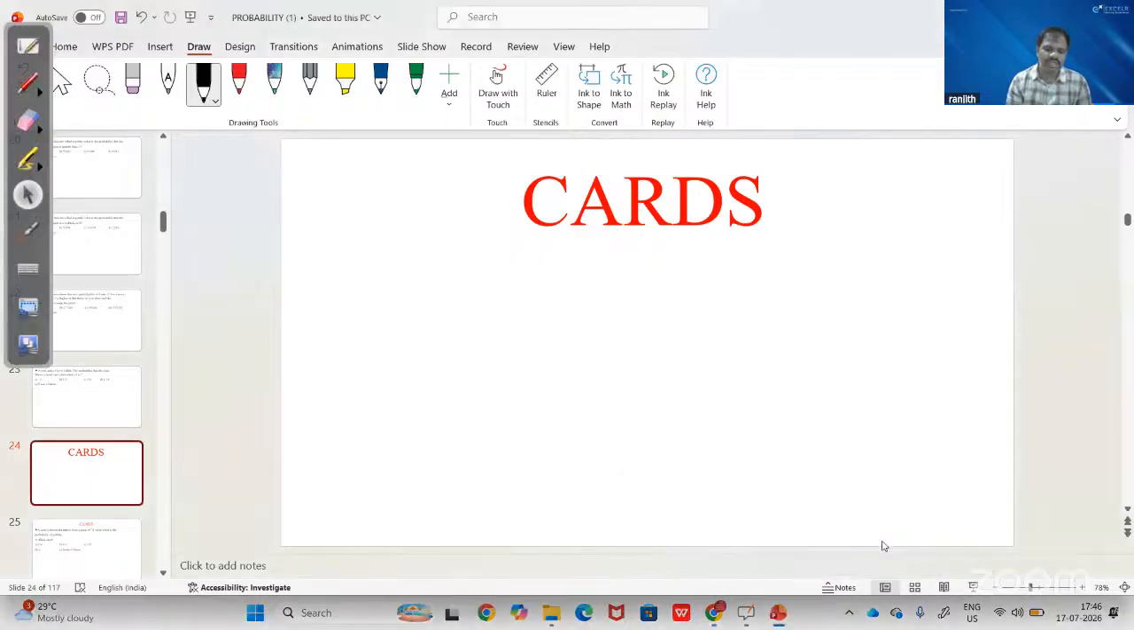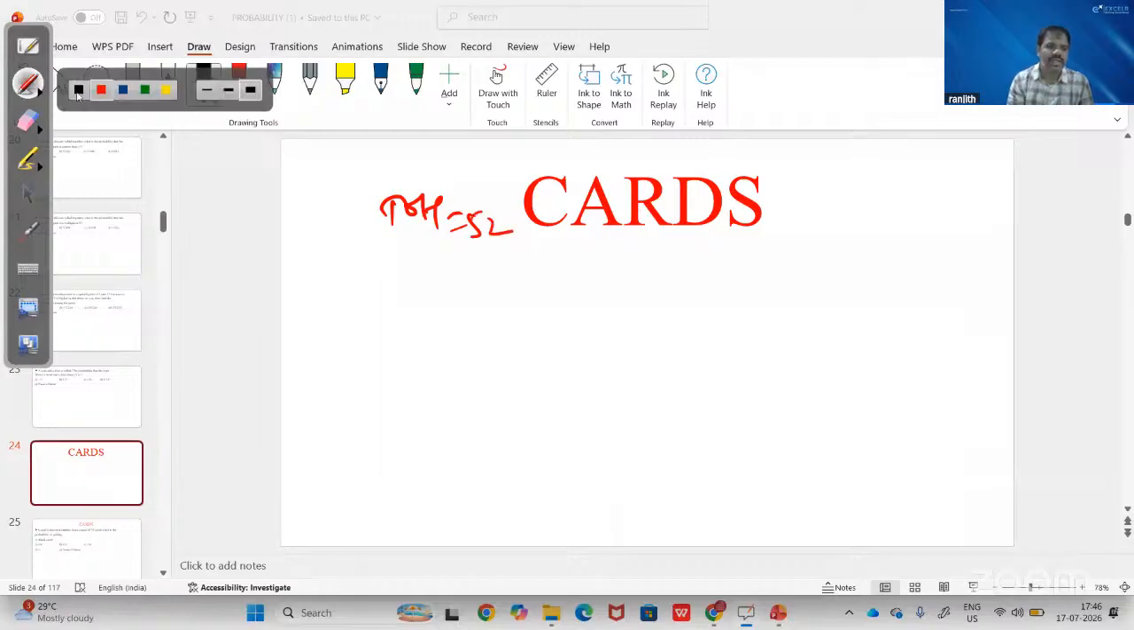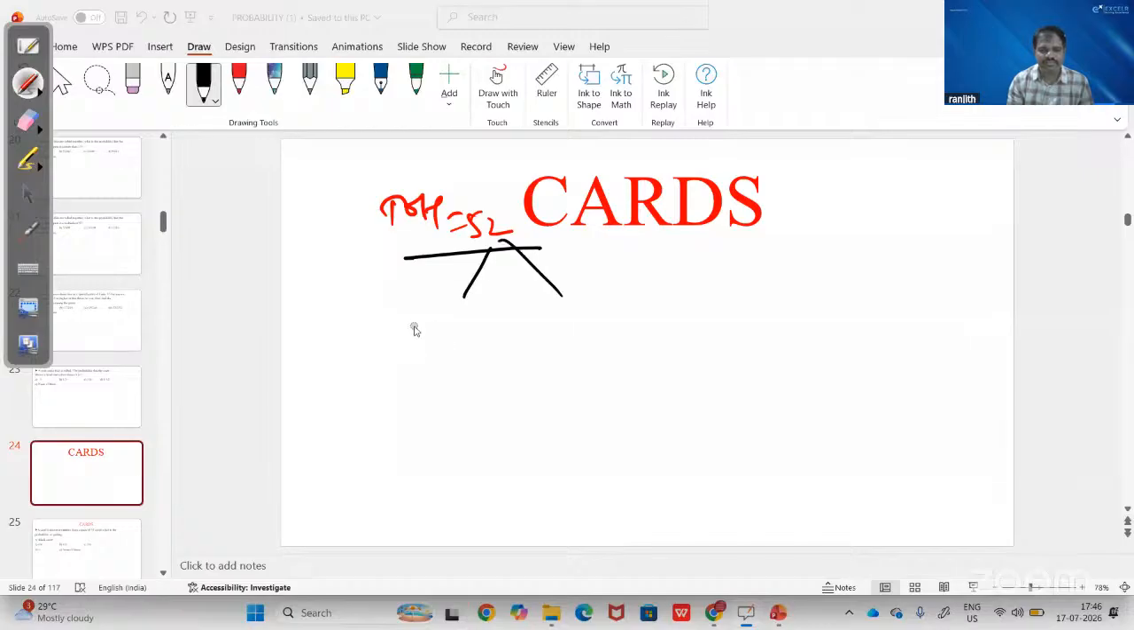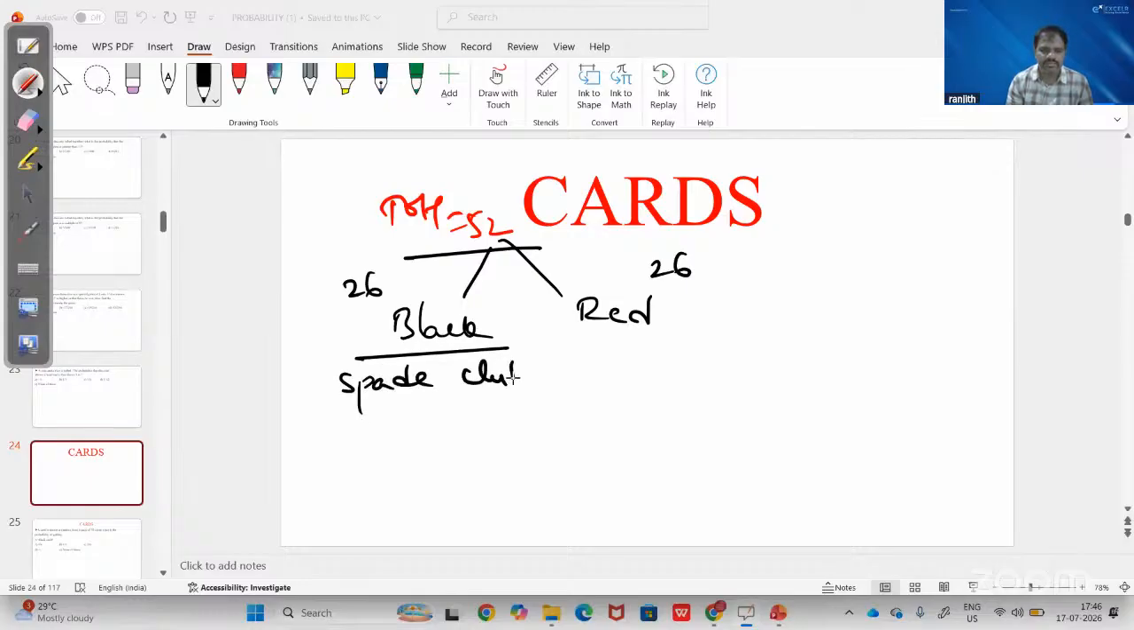Cards. So the total number of cards we have is 52. Out of 52, we have black cards and red cards. Black will be 26 and red will be 26. We have two types: spade, club, and red will be heart, diamond. So the total number of cards is 52, with black cards as well as red cards.